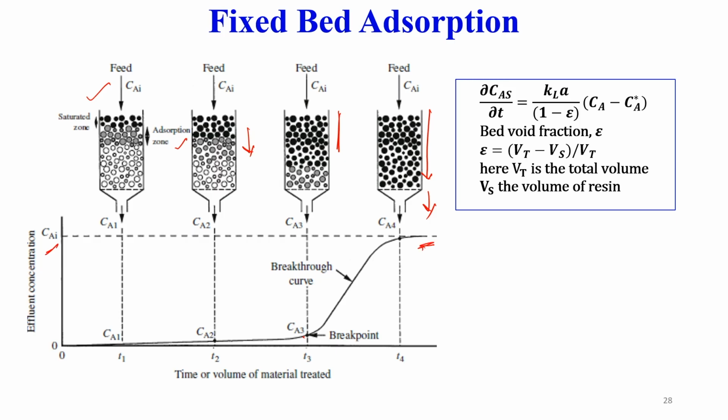It means the adsorption zone has come out of the column, and for such cases we use dC_AS/dt equals K_L a, the mass transfer coefficient, divided by (1 minus epsilon), the porosity, times the driving force, C_A minus C_A star, the difference in concentration.